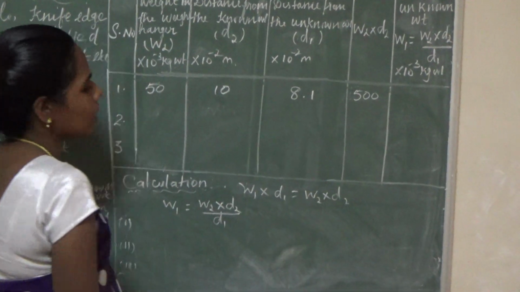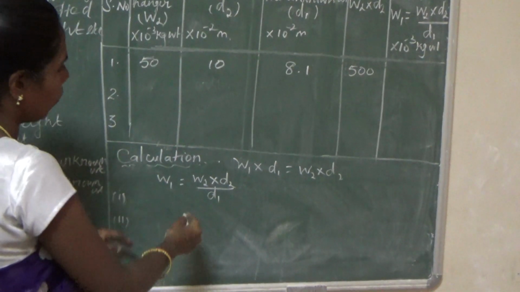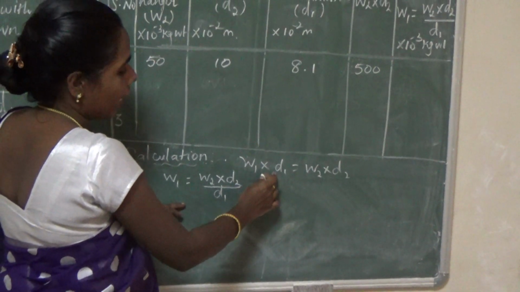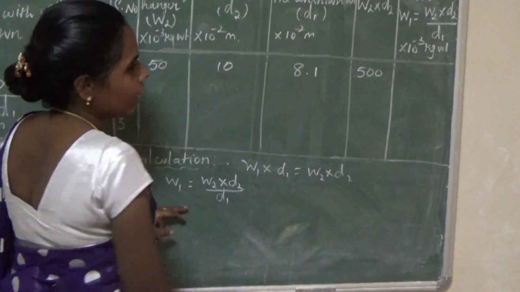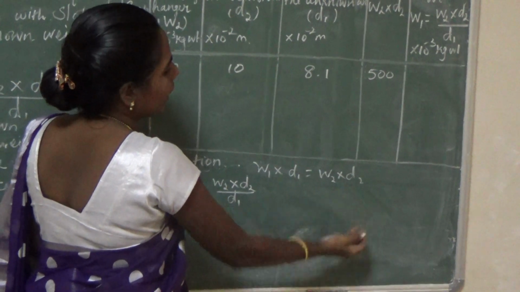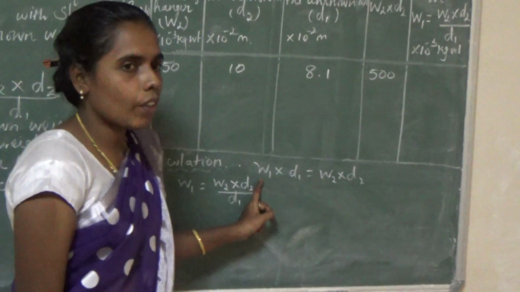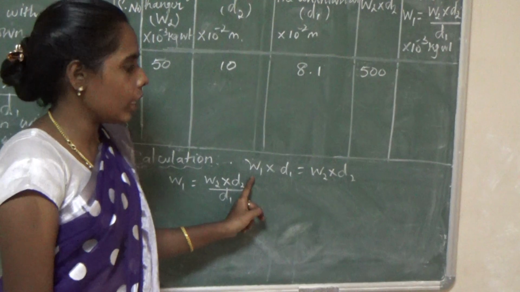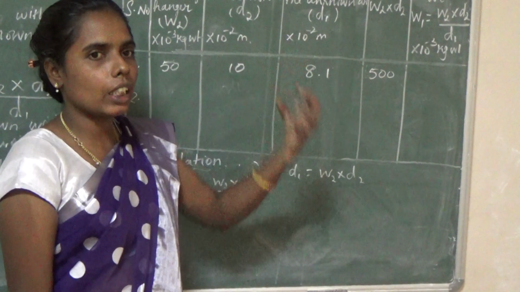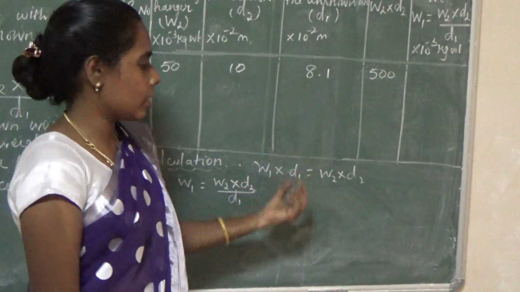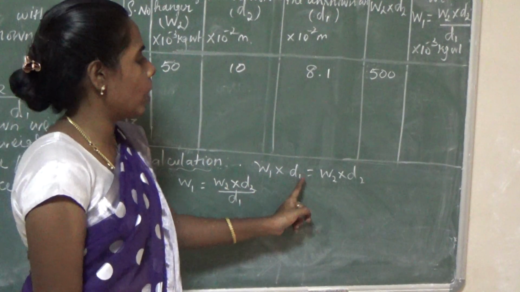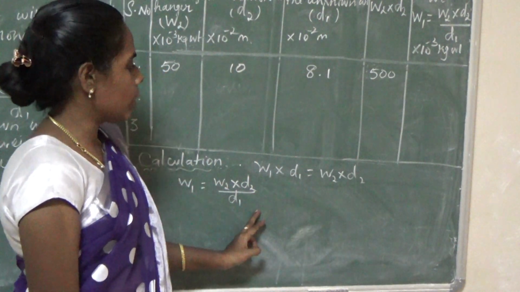By using this formula we do the calculation, substituting all the values. What is the formula? Moment in anti-clockwise direction is equal to moment in clockwise direction. In your book we already studied F1 into D1, where F1 is a certain force, but here instead of force we are taking weight. So W1 into D1 equal to W2 into D2.